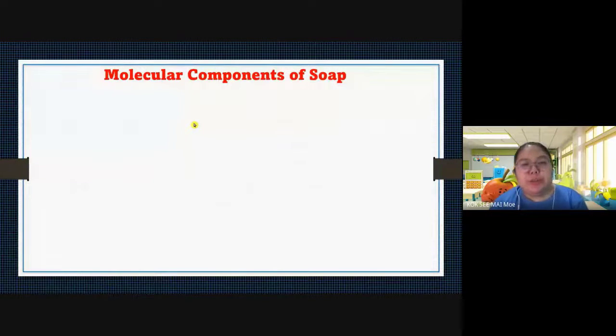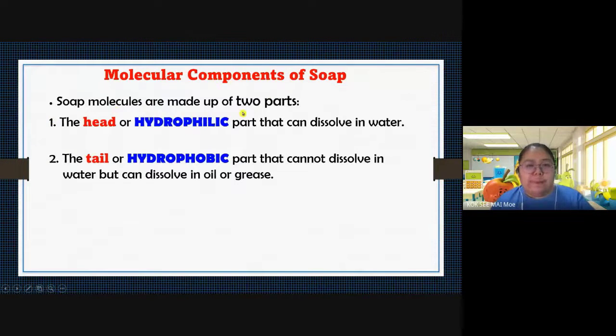Okay, so we go to the molecular component of soap. Just now we talked about the process of saponification to produce soap. Now we need to see the components. The soap molecule is made up of two parts: a head and a tail. The head is called hydrophilic, the part that can dissolve in water. The tail is called hydrophobic, the part that cannot dissolve in water, but can dissolve in oil or grease.